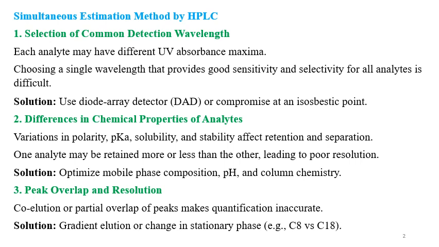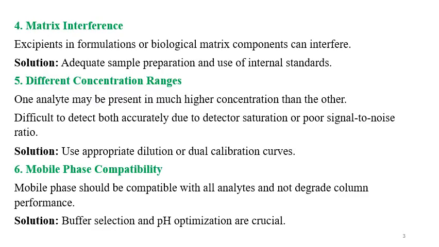Third one is peak overlap and resolution. Coelution or partial overlap of the peaks makes quantification inaccurate. Solution is use of gradient elution or change in stationary phases. So column can be selected which is more suitable. Gradient elution can be used. Always we need to understand the column chemistry to get the solution.